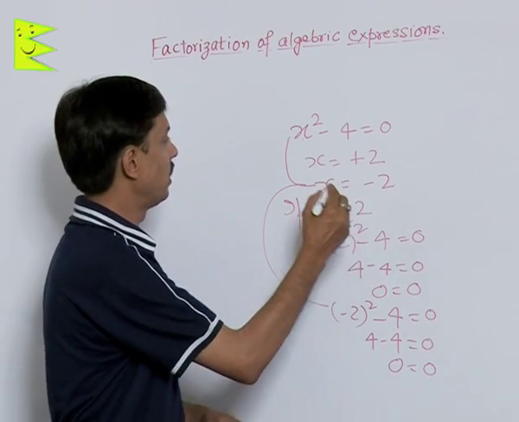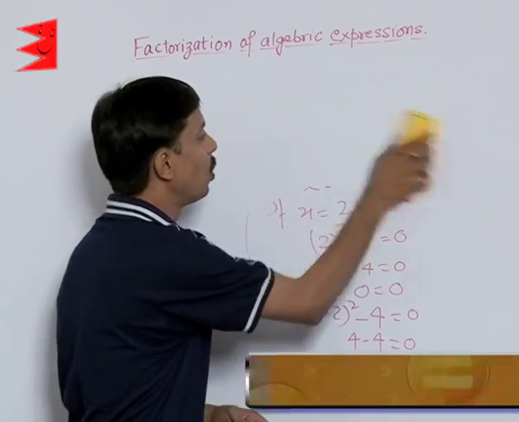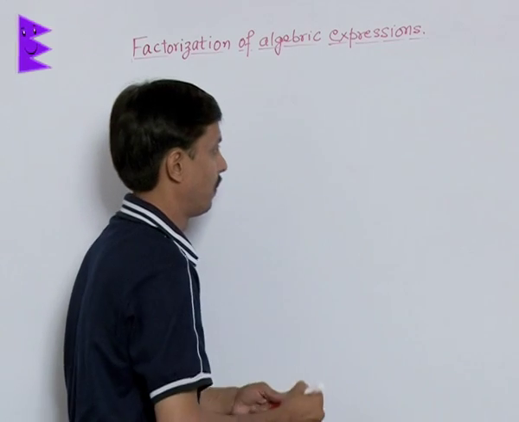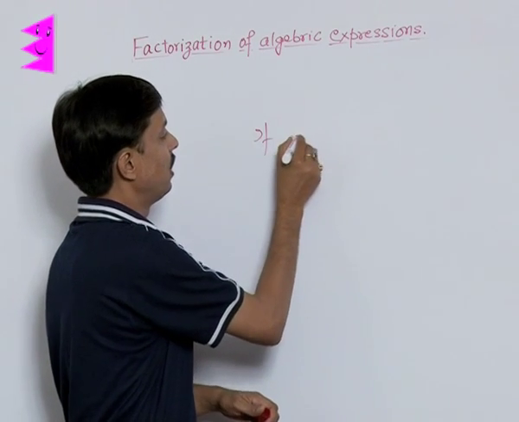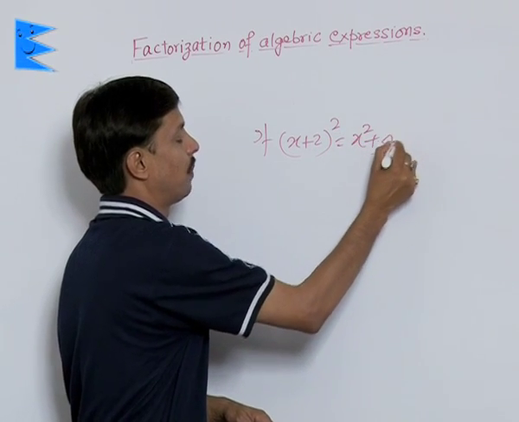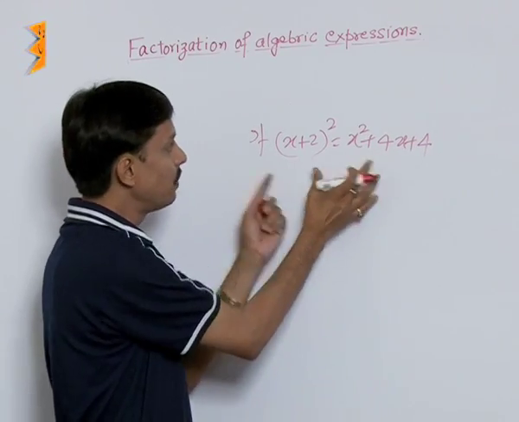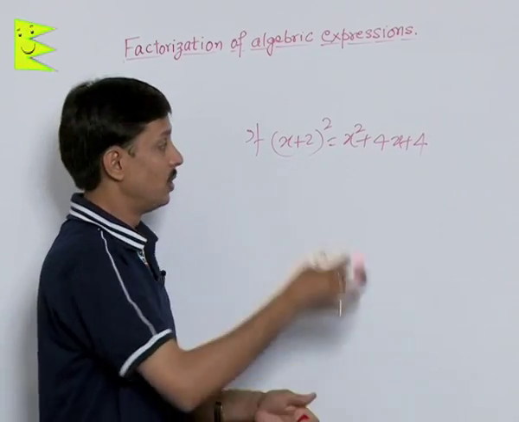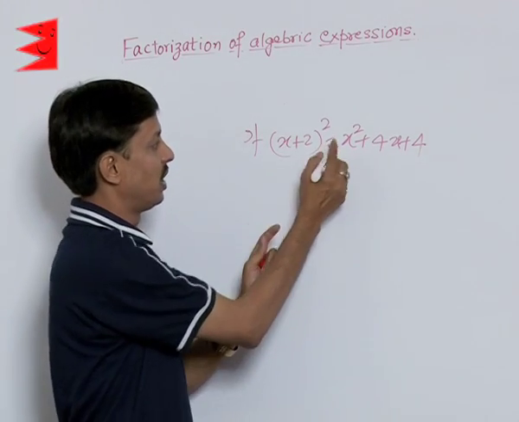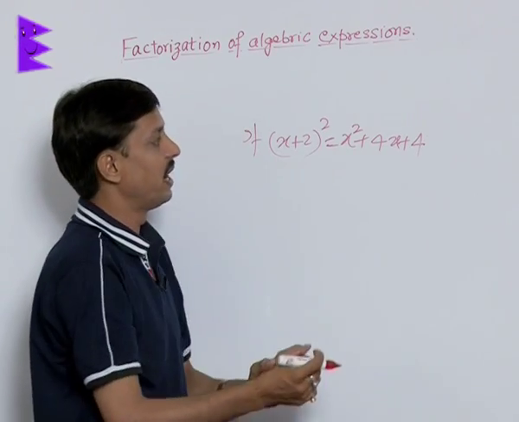Suppose I write that x plus 2 whole square is equal to x square plus 4x plus 4. If I write here x plus 2 whole square is equal to x square plus 4x plus 4, this seems to you an algebraic expression. This seems like an identity. How is this an equation? Because there is a sign of equality between the two sides. But why is it an identity?